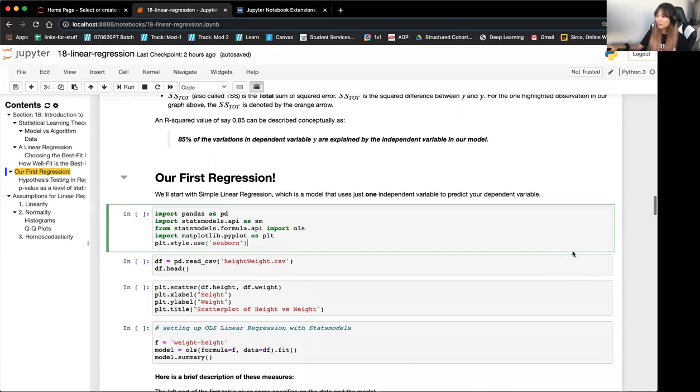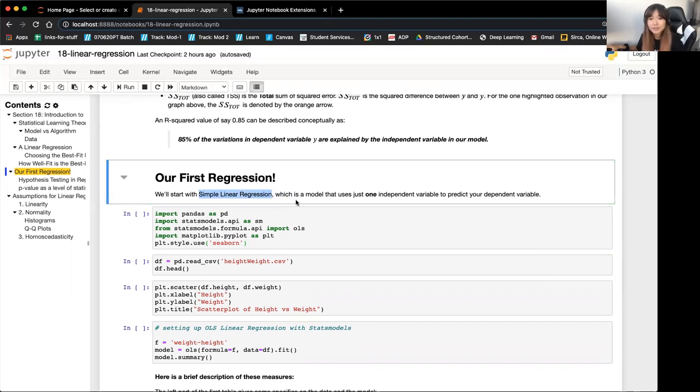All right, so let's do our very first regression. We'll start with simple linear regression. You'll see that the next section is actually called multiple linear regression. We're just using one variable to predict one variable, so it's called a simple linear regression, where we're using one independent variable to predict our dependent variable.